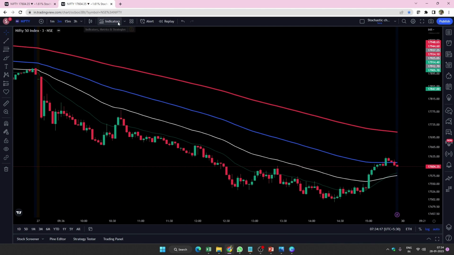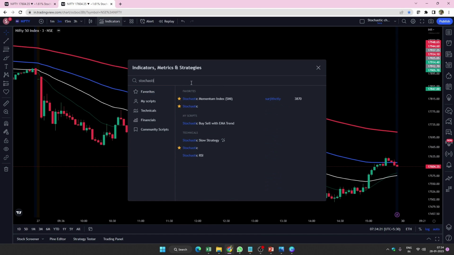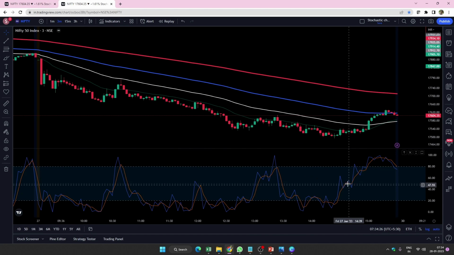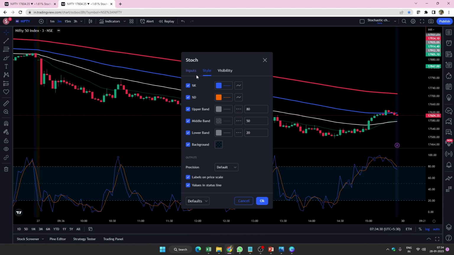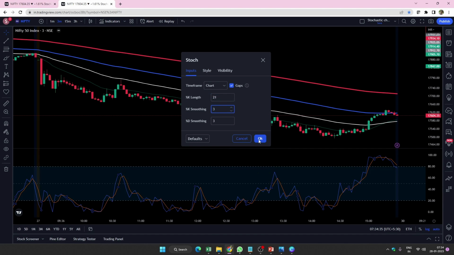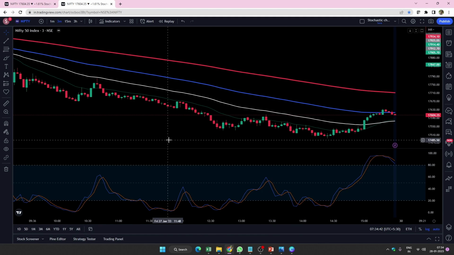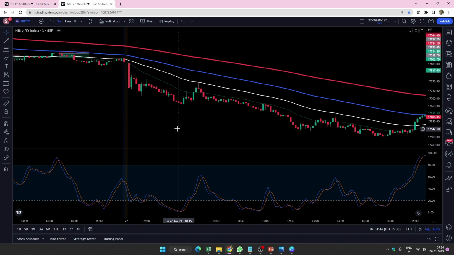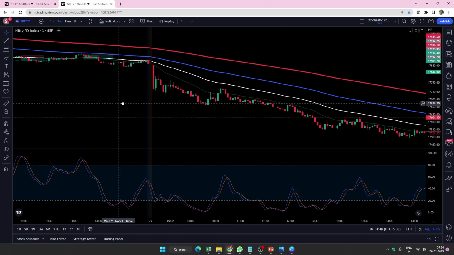Now I'll use the second indicator, which is stochastic. Type in stochastic and you will find it. I'll make a small tweak: right click, settings, change the percentage K length, which is the period, to 21 from the default of 14, and the smoothing to 3 period. Now you will see a smoother and more aligned pattern in the stochastic. Your oversold is below 20 and overbought is above 80. Now the settings are ready.